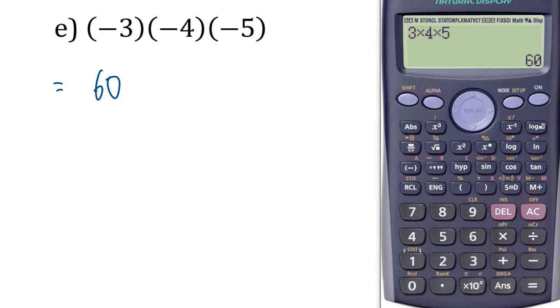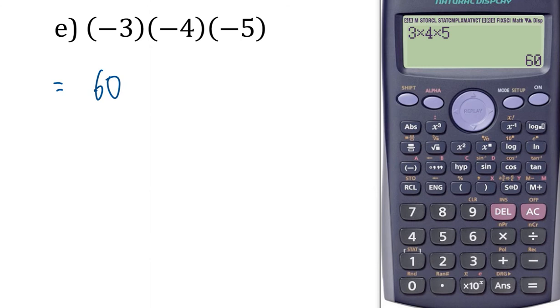2 negatives always makes a positive. So if you have 10 negative signs, they will all cancel out in pairs and you will have a positive. If you have 11 negative signs, the first 10 will cancel out in pairs, but you'll have 1 left over. So your result will be negative.